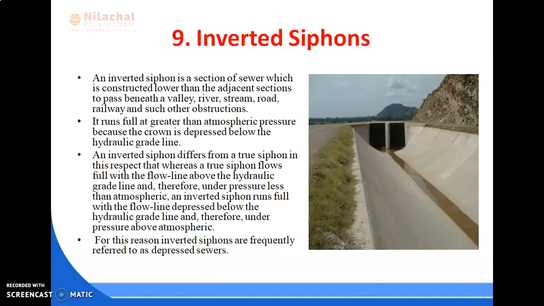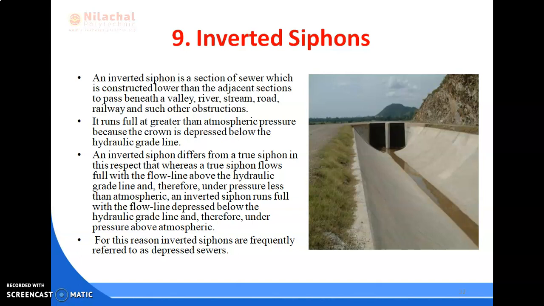Then number 9, inverted siphons. Inverted siphons are provided basically when the sewer is to cross a natural water course or a railway track or such other obstructions. The main consideration of design is that as cleaning is difficult, the velocity of flow should not be allowed to go down.